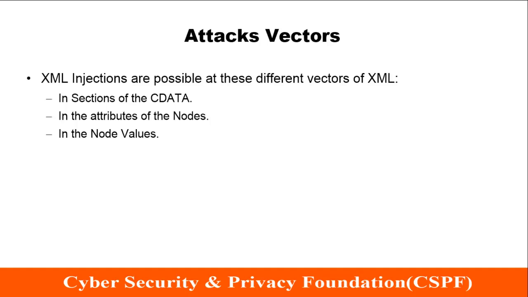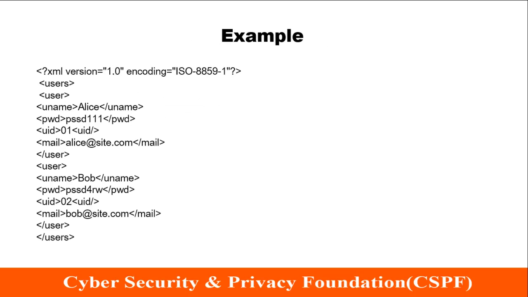The first is in the section of the CDATA, then in the attributes of the nodes, and in the node values. So let us consider an example of XML injection. As we can see here, there is an XML document with various parameters about different users, with the node being the user, and there are two different users, Alice and Bob, with their descriptions also being given.